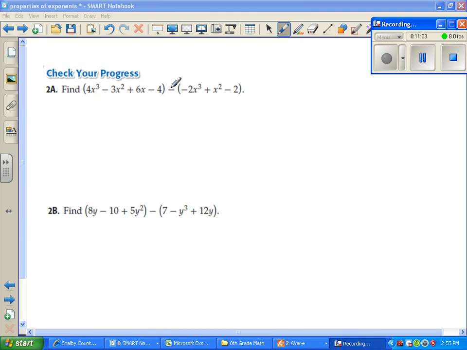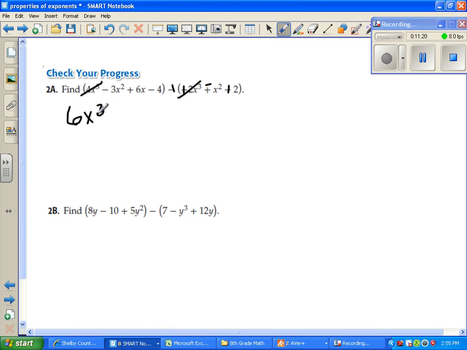I'm just going to change it. I'm going to add, so this would be a positive 2x to the third power minus x squared plus 2. Then I'm going to combine my like terms. The highest power is x to the third, 4x to the third and a 2x to the third gives me a 6x to the third. Then I do my x to the second powers. Negative 3x to the second minus an x to the second gives you negative 4x to the second.